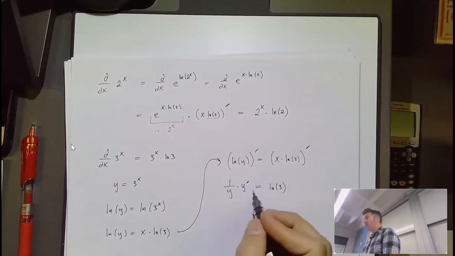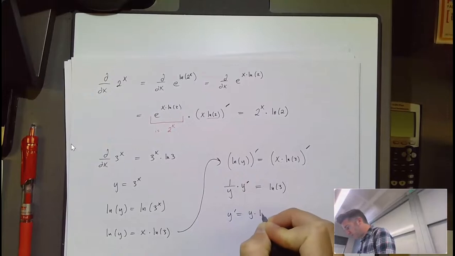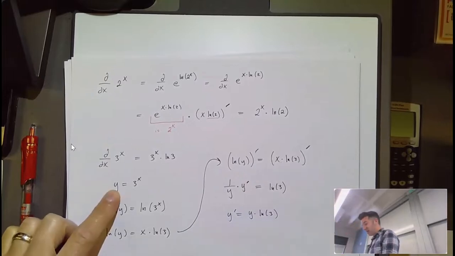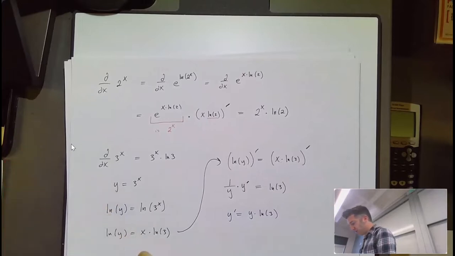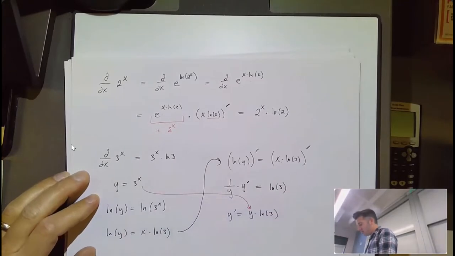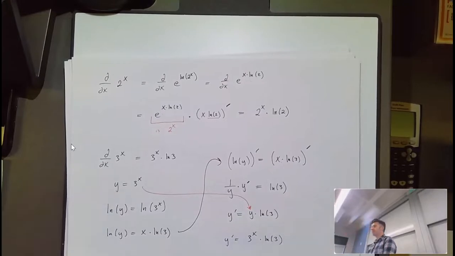Okay, so now we're going to solve for the derivative. y prime equals y times natural log of 3. But y is 3 to the x. So we're going to plug this in over here and say, oh, y prime is 3 to the x times the natural log of 3. So when you take the derivative of an exponential function with a different base, you end up multiplying by the natural log of that base.